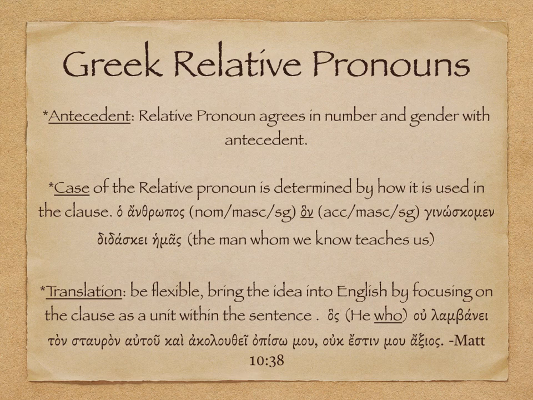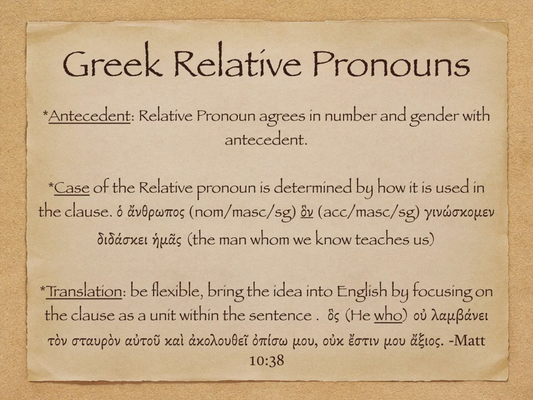Ho anthropos hon ginoskomen didaskei hymas. The man whom we know teaches us. Now, anthropos there is nominative, masculine, singular. The relative hon is accusative, masculine, singular. You have agreement in number, singular, and gender, masculine, but not in case, though hon agrees with anthropos.